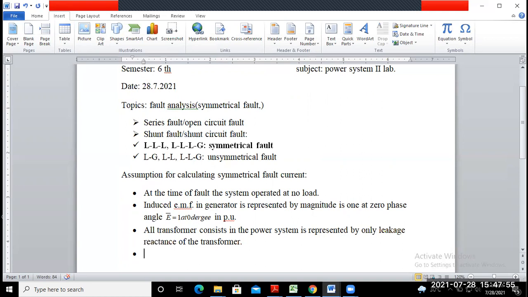Next one is all the transmission line parameters. That means in the transmission line, resistance is neglected and only the inductive reactance is considered. Okay.